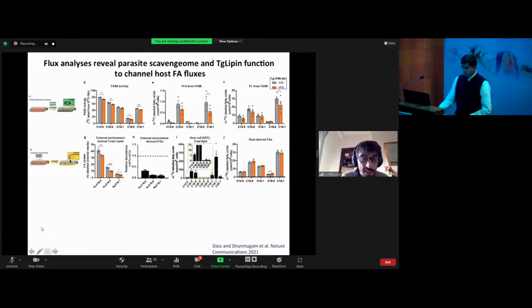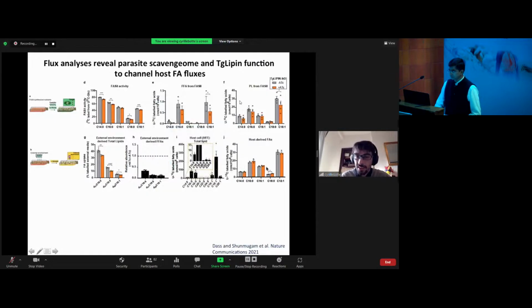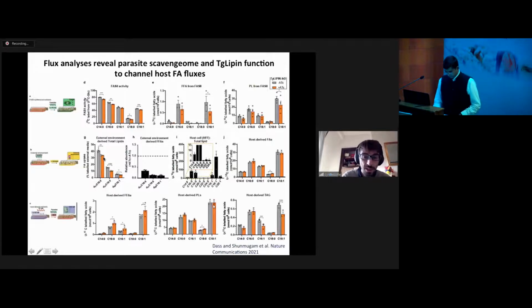Then we probed the external environment by putting fatty acid in the external environment, as I said, and again, total lipids lower, free fatty acid lower, and host-derived fatty acids about stable, even lower. So this is not lipids from the external environment that lipin is taking, is using.